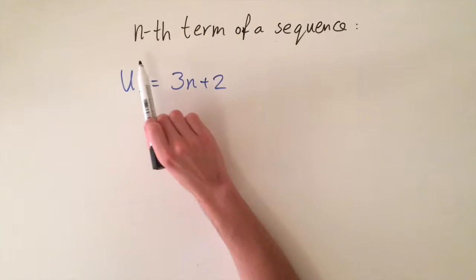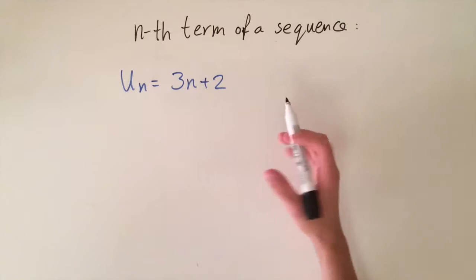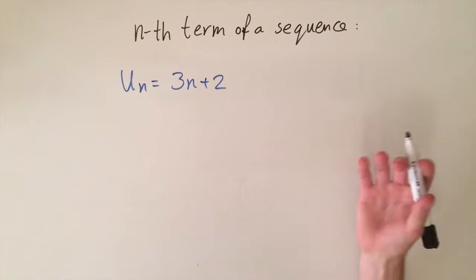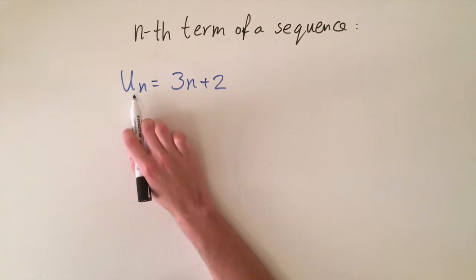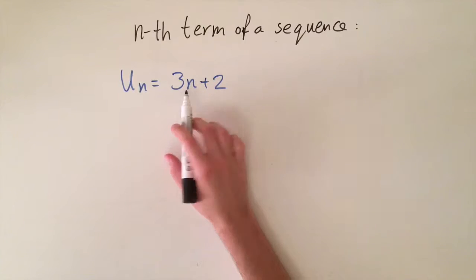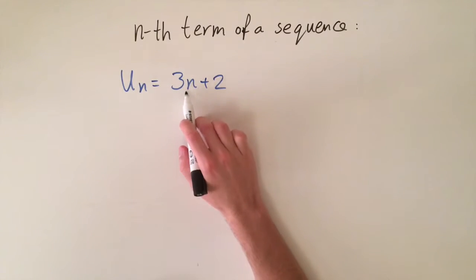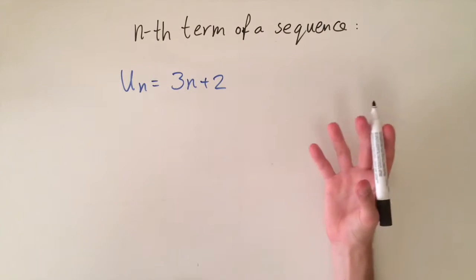Okay, in this video we're going to be looking at the nth term of a sequence. Now, a formula can be a very powerful tool to store all the information you need for a sequence. So I've got an example here, and we have u subscript n equal to 3n plus 2. This is a formula that tells us, for every value of n, what the term at the nth position in the sequence is.